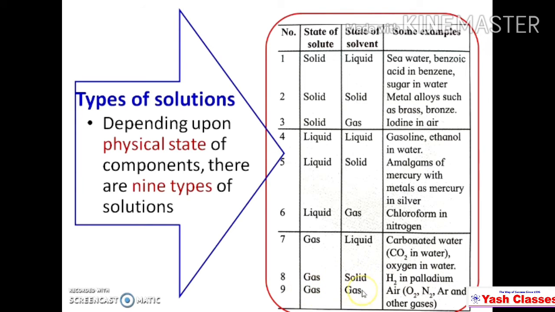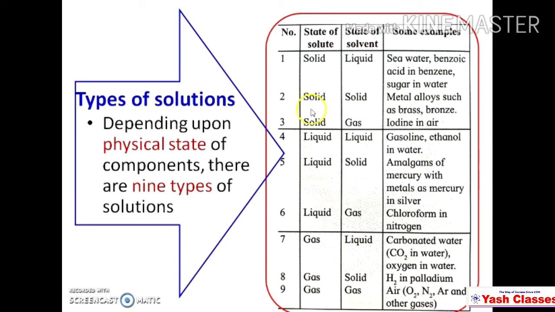Then gas in gas type of mixture or gas in gas type of solution, both the components, solute as well as solvent, are gases. Well known example is air. So air is a homogeneous mixture of several components, that is oxygen, nitrogen, argon, carbon dioxide, and many more gases, and therefore air is a gas in gas type of solution. Actually the larger component of air, that is nitrogen, is the solvent, and all other components, oxygen, carbon dioxide, are solutes.